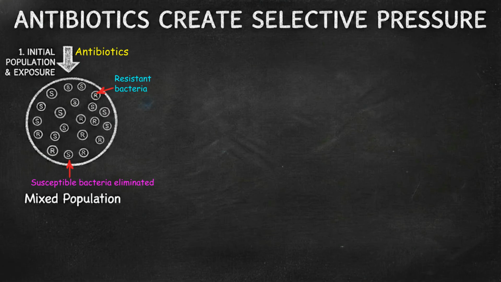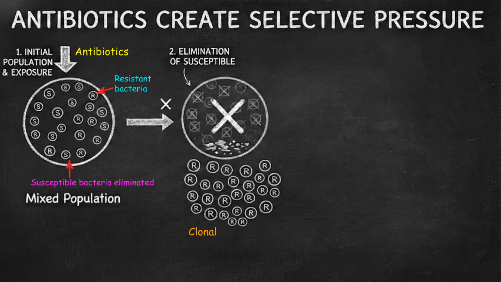But resistant bacteria respond differently. They survive. This survival is not because the antibiotic stops working. It is because resistant bacteria possess specific mechanisms. Some produce enzymes that break down the antibiotic. Some alter the antibiotic's target. Others prevent the drug from entering the cell. As a result, while susceptible bacteria are eliminated, resistant bacteria remain.